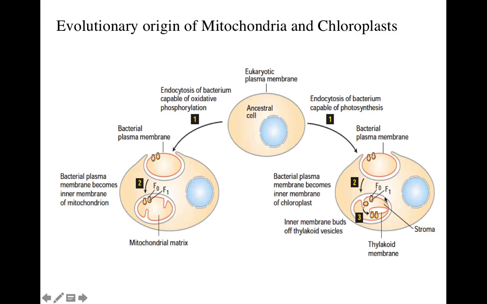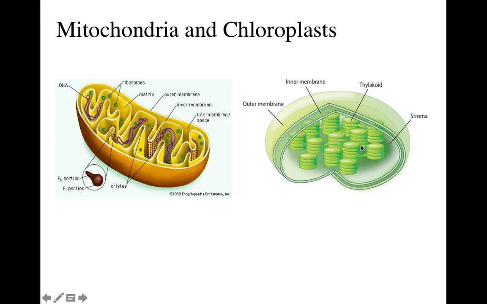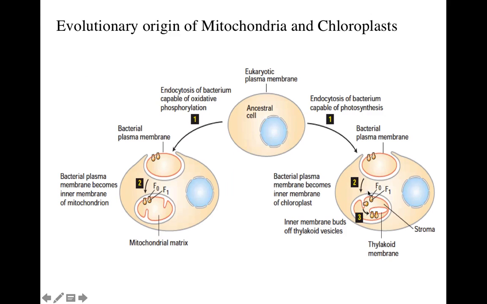But we said that there's also another structure, what we call thylakoids. These are disc-like structures, also found inside the chloroplast. Basically, these thylakoids originated from another budding of the internal membrane. When this bacterium was engulfed, it was wrapped into the plasma membrane from the eukaryotic cell.